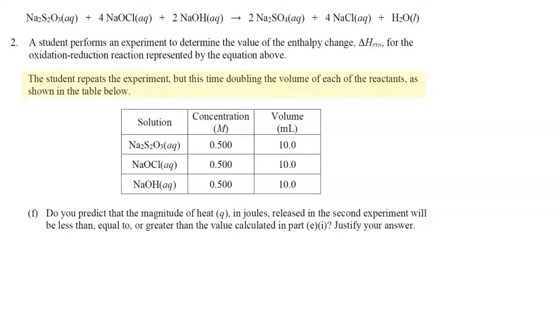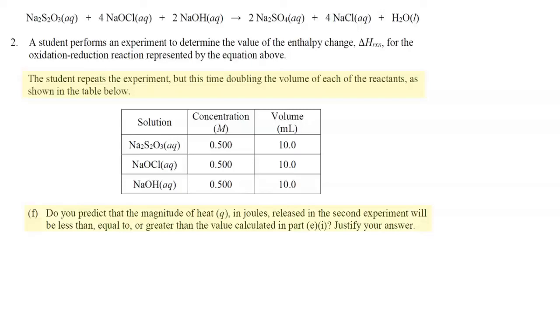All right, so here is part F. It says the student repeats the experiment, but this time doubling the volume of each of the reactants as shown in the table below. So earlier in a previous part of the experiment, the volume of each solution was 5.00 milliliters and the concentration was 0.500 moles per liter. So in this experiment, the concentration of each solution is still the same as it was before, but now we've doubled the volume of each reactant.